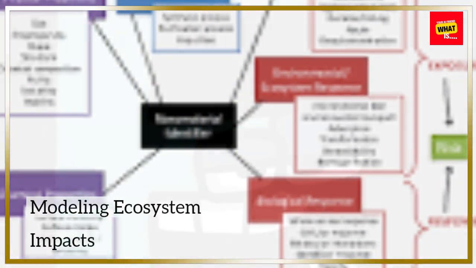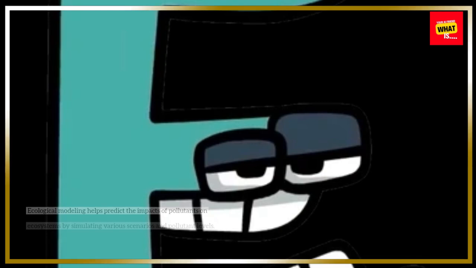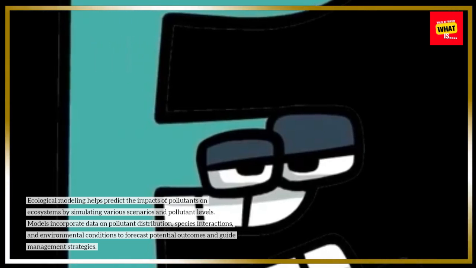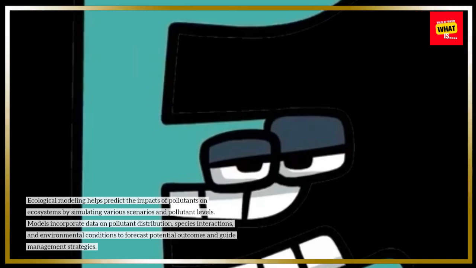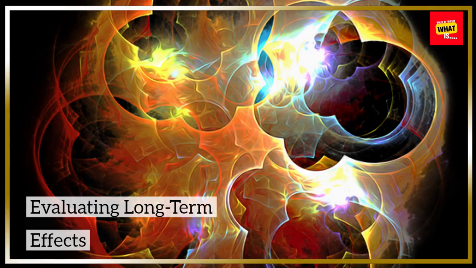Modeling ecosystem impacts. Ecological modeling helps predict the impacts of pollutants on ecosystems by simulating various scenarios and pollutant levels. Models incorporate data on pollutant distribution, species interactions, and environmental conditions to forecast potential outcomes and guide management strategies.